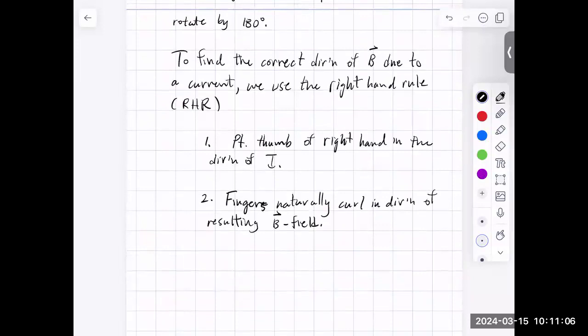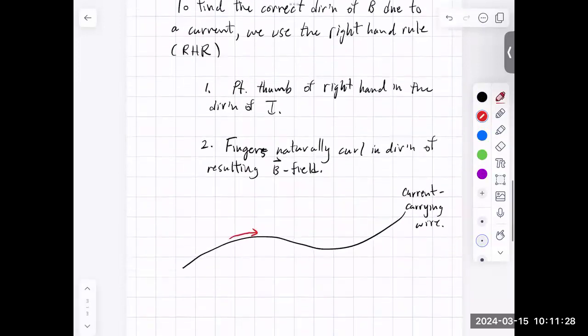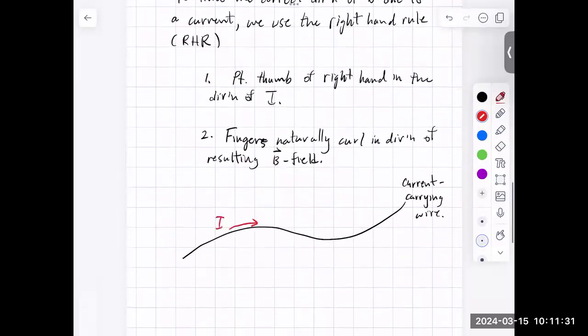Let's pick a different kind of scenario. We'll just have a wire. It doesn't need to be straight. It could be kind of whatever shape you like. So this is going to be a current-carrying wire. And let's imagine that over here, we have our current I. Maybe it's going from left to right in this case. And I want to know the direction of the magnetic field.